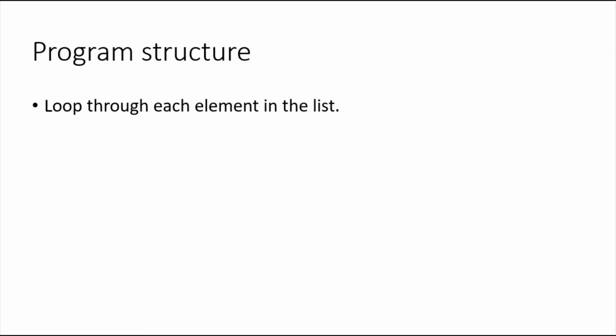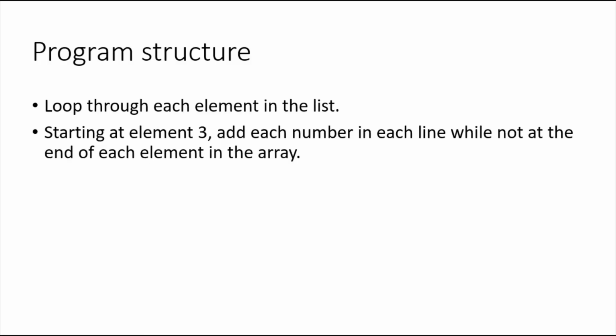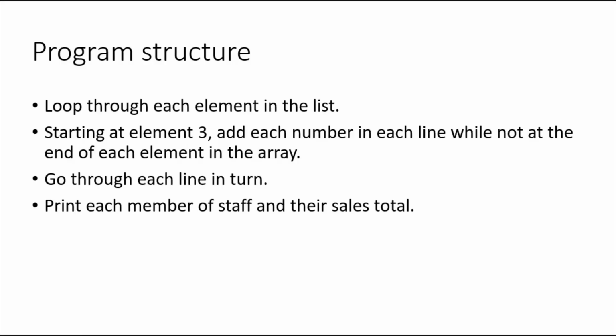I need to loop through each element in the list, starting at element 3. So that's where the number is. I need to add each number in each line while not at the end of each element in the array. So I need to add the 6 months together. I need to go through each line in turn for each person, and then I need to print off member of staff and their sales total. To print the member of staff and their total sales that I've added up.